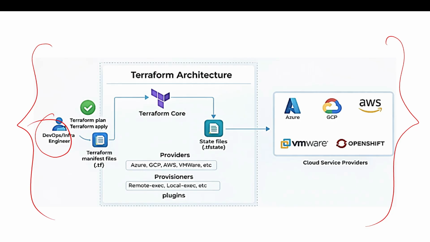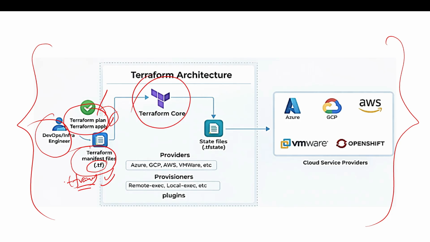Here you have a DevOps engineer. The engineer is writing the different Terraform files. The Terraform files have the extension .tf. If we are using variables, then we have tfvars files as well, right? Then we run the different Terraform commands like terraform plan and terraform apply. When we run the command after configuring the configuration files, your Terraform core engine takes the request and executes it. Then it connects with the different cloud service providers, and the state of your infrastructure is stored in the Terraform state file, which has the extension .tfstate.